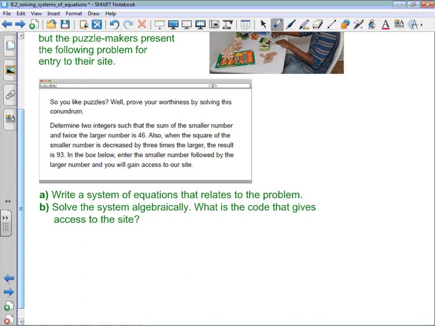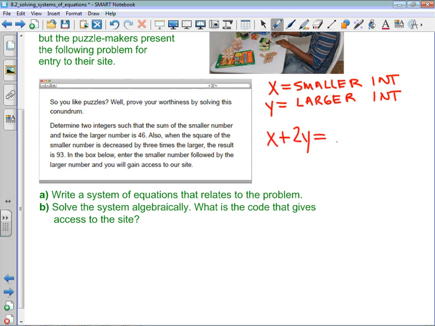So it says determine two integers, and then it talks about smaller number and larger number. So I'm going to say that x is the smaller integer. I'll just put int for integer, and I'm going to say that y is the larger integer. And I know that this feels ridiculous and pedantic, and why do I need to do that? Identifying what your variables are makes it a lot simpler to write out what they're telling us, because it says that the sum of the smaller number and twice the larger number is 46. And then we have one equation.